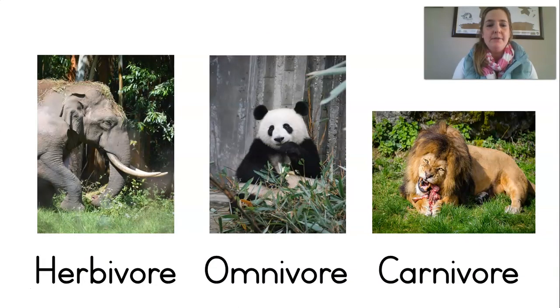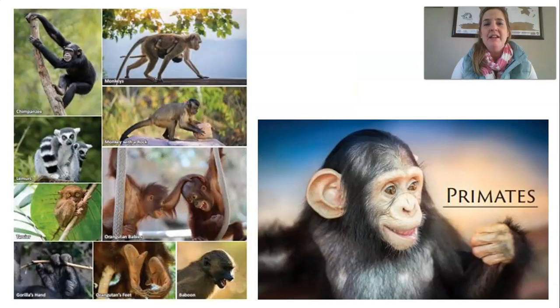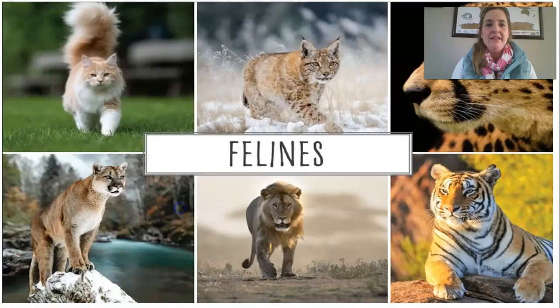You get different types of mammals according to what they eat. Some are herbivores, that means they eat only plants. Some are carnivores, that means they eat only meat. And some are omnivores, which means they eat both. We also learned about elephants. We learned different characteristics of elephants and different types. Last week we learned about primates. We learned all about some very interesting things that they can do. And this week we are learning about felines.